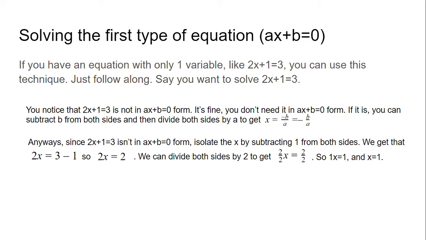Anyways, since 2x plus 1 is not in ax plus b equals 0 form, you should isolate the x by subtracting 1 from both sides. We get that 2x equals 3 minus 1, so 2x equals 2. Dividing both sides by 2, we get 2 over 2 x equals 2 over 2, so x equals 1.